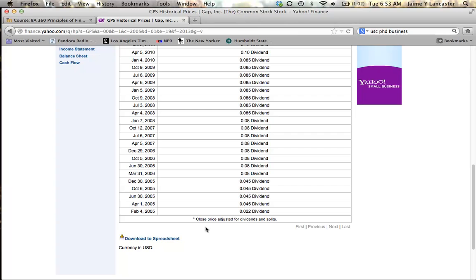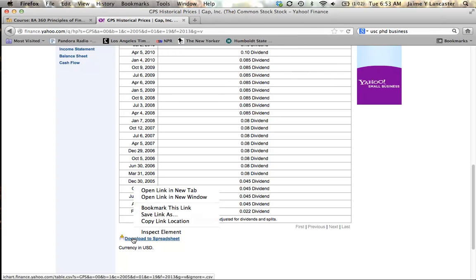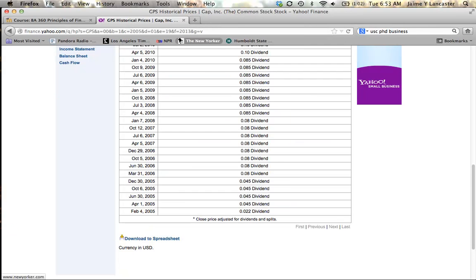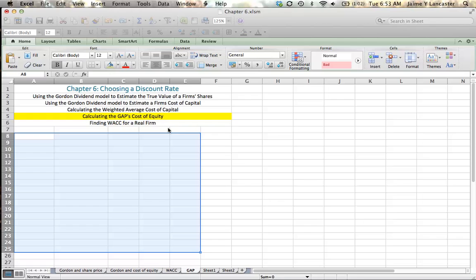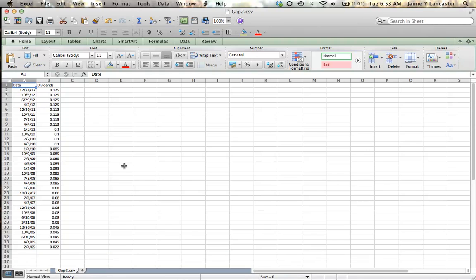So I need to download it to spreadsheet. Depending on your computer, you may just be able to download it, but mine almost never lets me. So what I do is I right click and I say that I want to save it as, and I am going to save it as GAP2 CSV because I already have a GAP CSV on there. So GAP2 CSV. Save. All right. I'm going to open that file that I saved. And here it is. So these are all of the dividends that Gap has paid between 2005 and 2012.